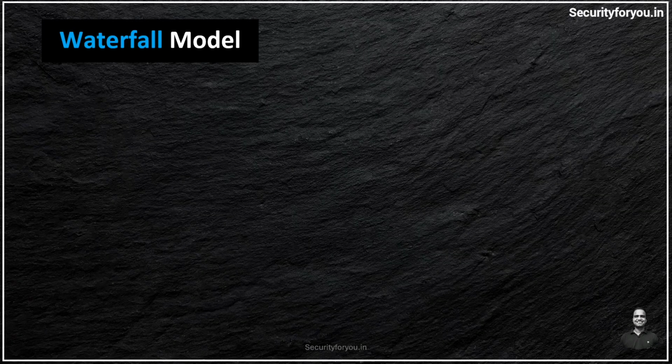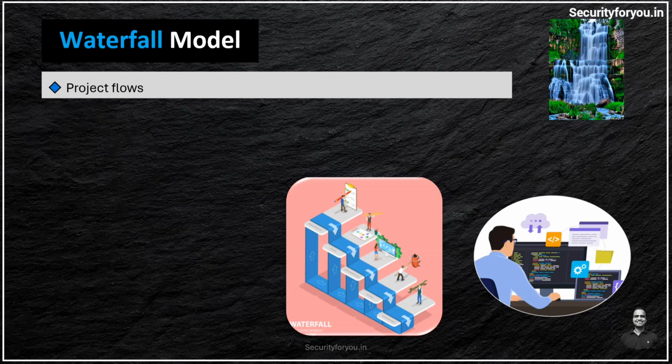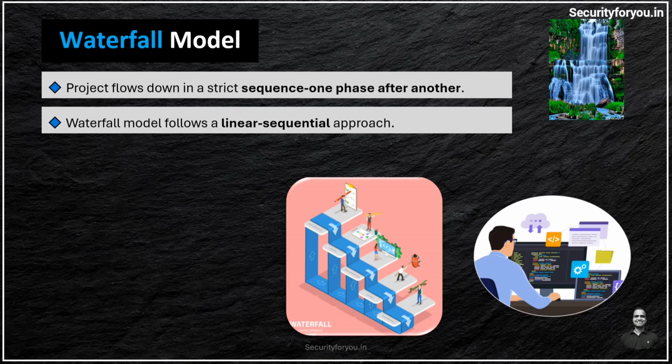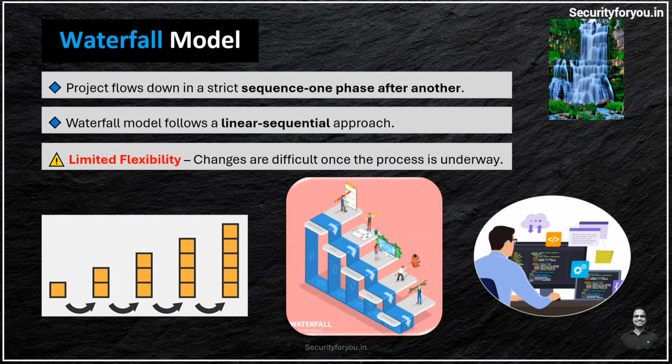If you are familiar with software development, you have probably heard of this model before. It's called the waterfall model because just like a waterfall, the project flows down in a strict sequence, one phase after another. The waterfall model follows a linear sequential approach, meaning each phase must be completed before the next one can begin. This model has been around for decades, and although it's simple and easy to understand, it's also rigid and doesn't allow for much flexibility once you're deep into the process.